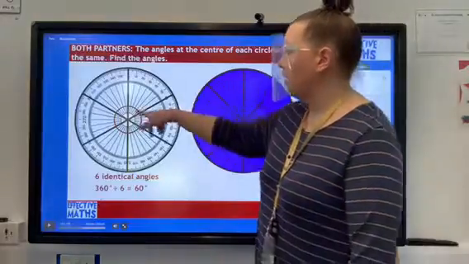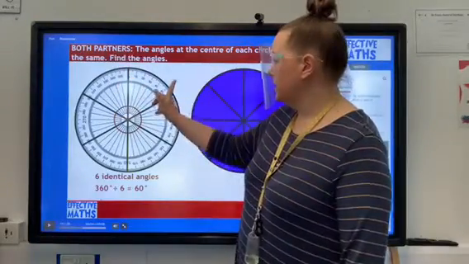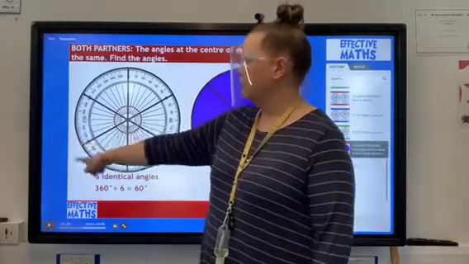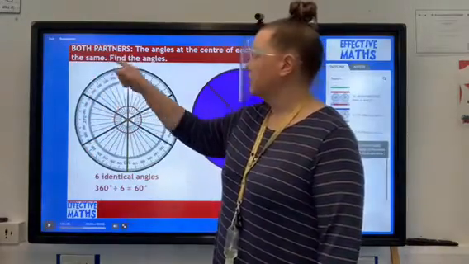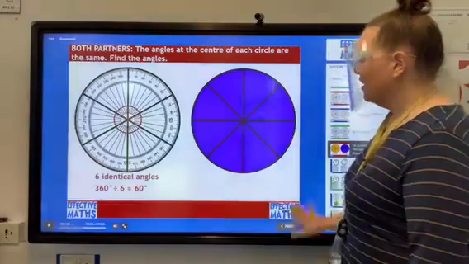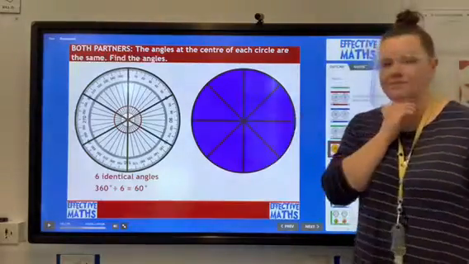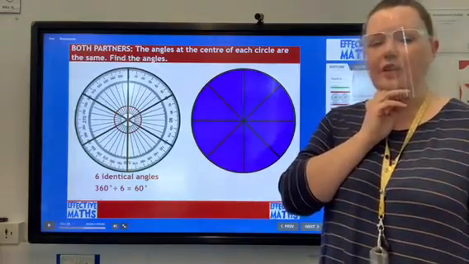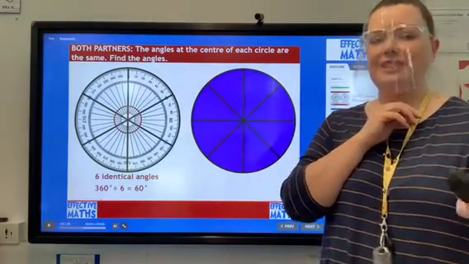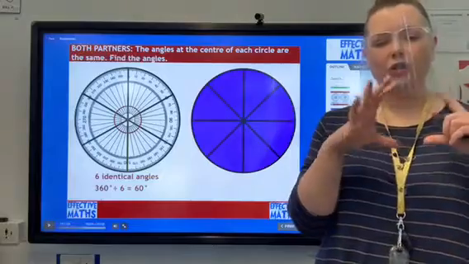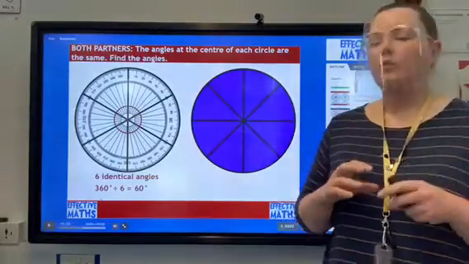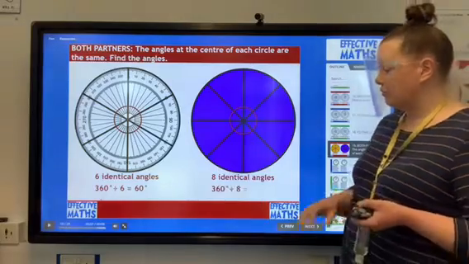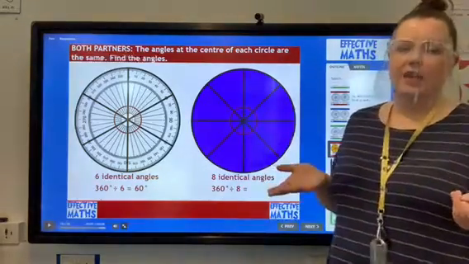So each of those sections are 60 degrees. Okay, and we can see that on our protractor. 0 to 60, 60 to 120, 120 to 180, 180 to 240, 240 to 300, and 300 to 360. So how then would we do this one? 8 divided by 360. Not 8 divided by 360, 360 divided by 8. Okay, you start with the total. Yeah? So we know they add up to 360. There are 8 parts, so we're going to do 360 divided by 8. And what answer would that give us?